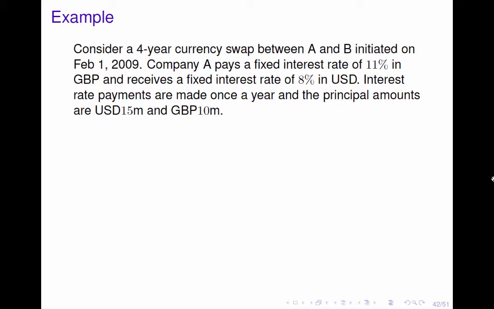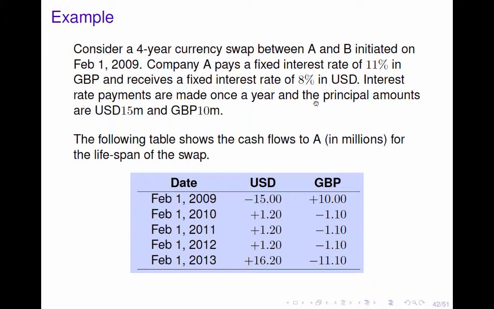Here's an example. Consider a 4-year currency swap between A and B initiated on February 1st, 2009. Company A pays a fixed interest rate of 11% in Great British Pound and receives a fixed interest rate of 8% in US dollars. Interest rate payments are made once a year, and the principal amounts are 15 million US dollars and 10 million Great British Pound. The following table shows the cash flows to A for the lifespan of the swap. All figures are in millions.